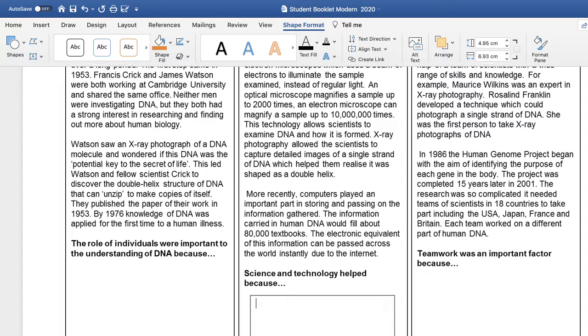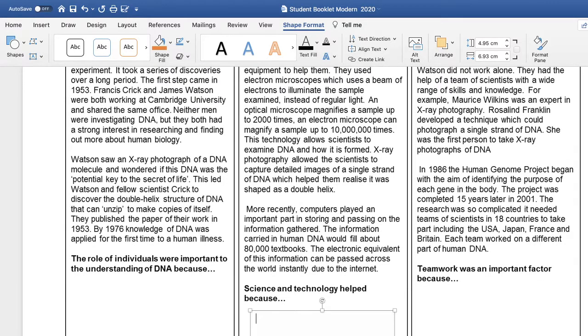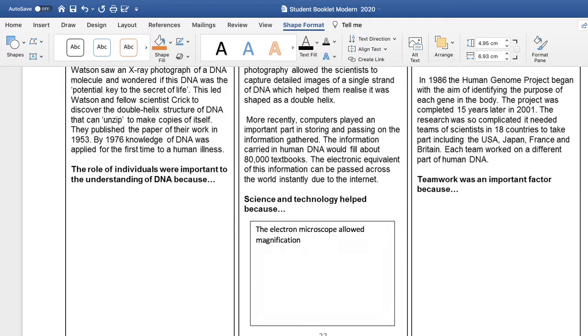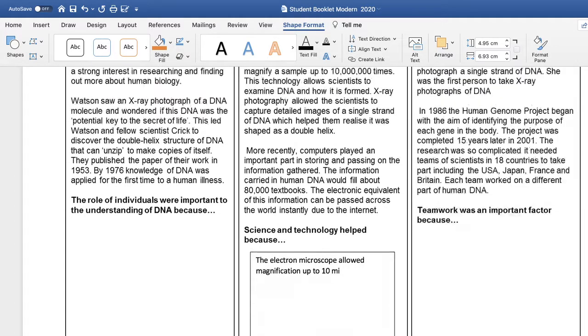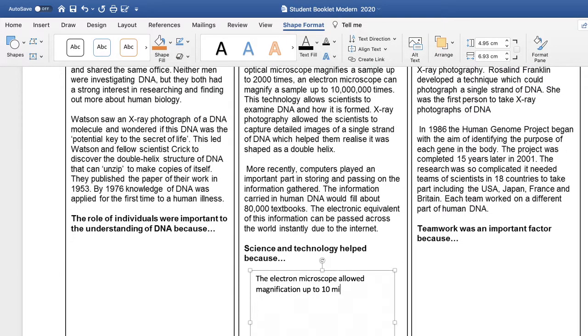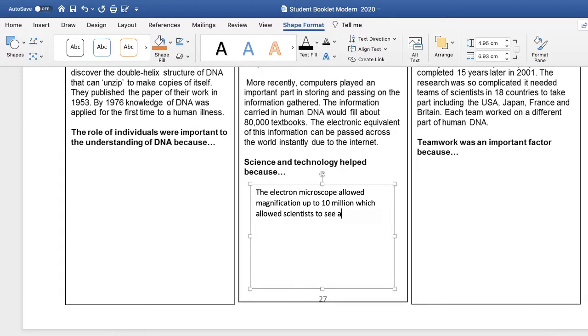So, science and technology helped because the electron microscope allowed magnification up to 10 million, which allowed scientists to see and examine the double helix.